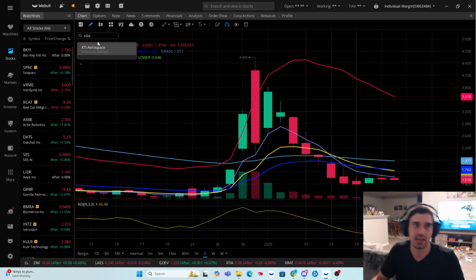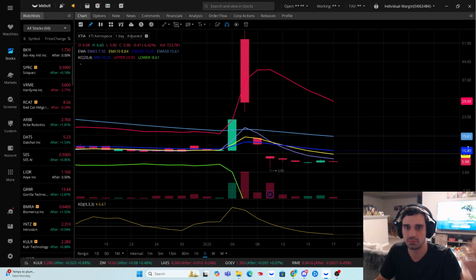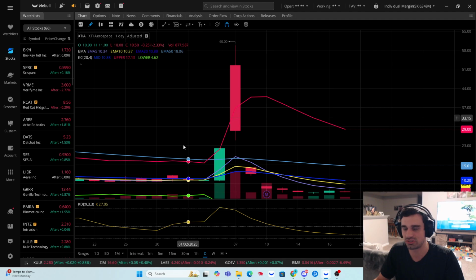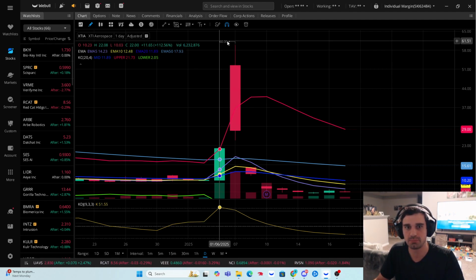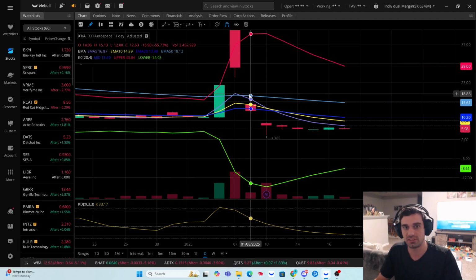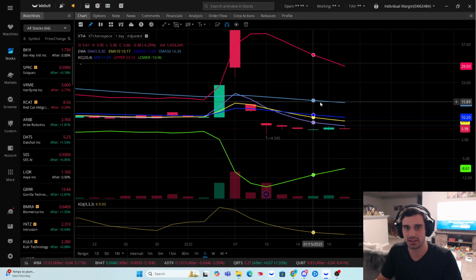Okay, XTIA, big bullish momentum. But look at this where the stock is just a false breakout. And you'll see that a lot. Big move up, lures in buyers, and a lot of FOMOing. But we see the EMA 50 is at the very top. It's not at the bottom.